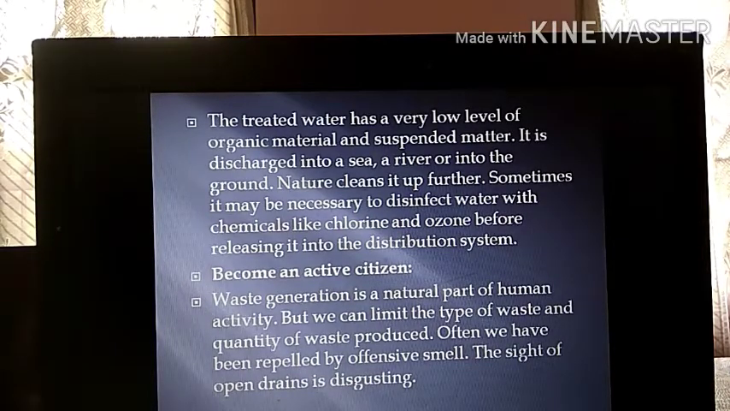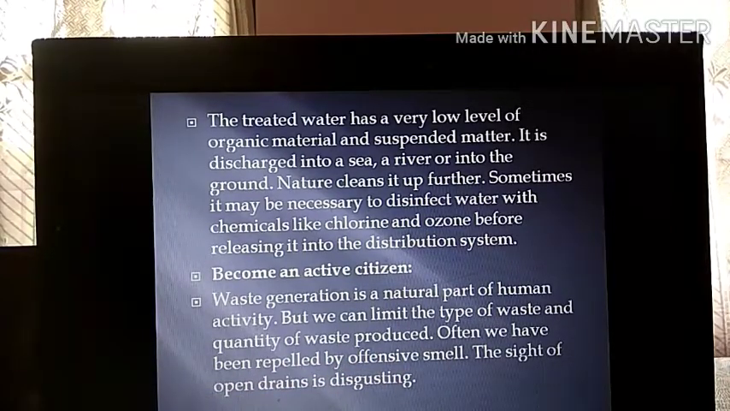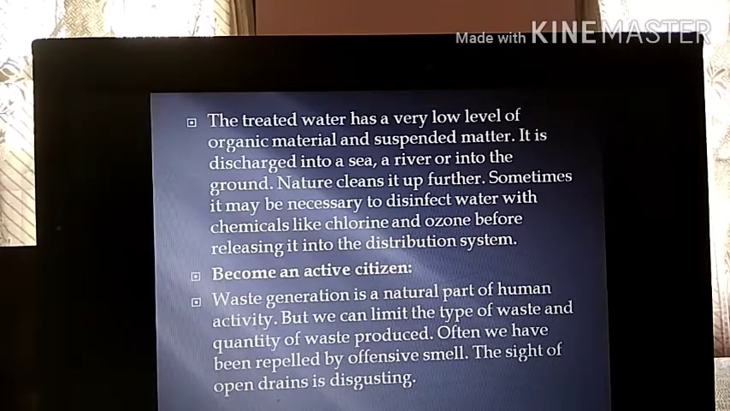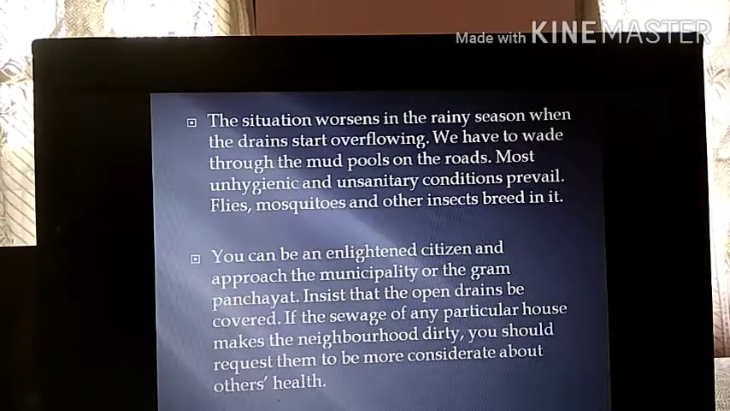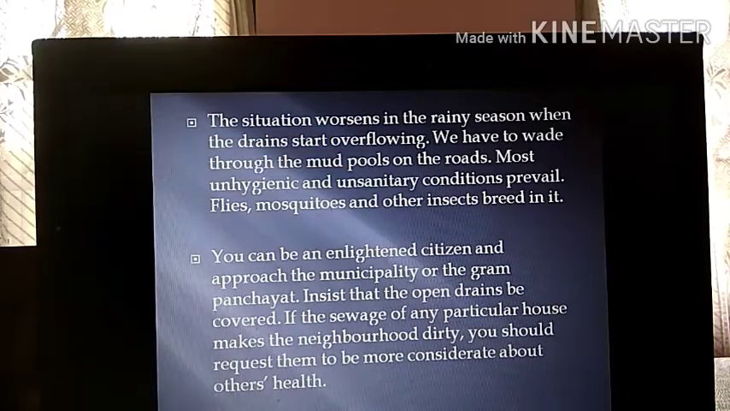That can be limited. Often we have been repelled by offensive smell. The sight of open drains is disgusting. So we can limit the type and quantity of waste. That means we should try to generate as little waste as possible. When you walk on the road, you must have seen open drains. The smell of open drains is disgusting. The situation worsens in the rainy season when the drains start overflowing.